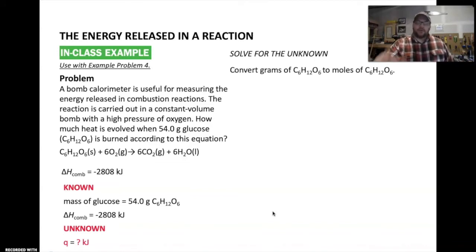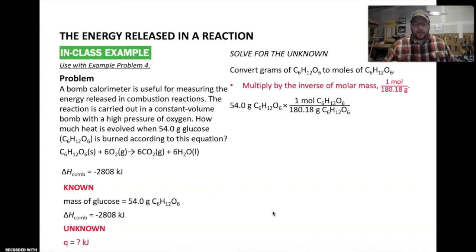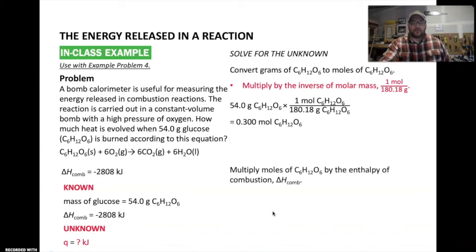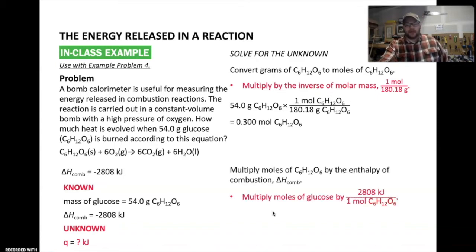So we need to first convert our glucose to moles so that we can use it with the heat of combustion. In order to do that, we need to divide our mass by molar mass. We've learned that trick before back in ideal gas laws. So mass divided by molar mass gives us the number of moles. We take that number of moles and we're going to multiply it by our heat of combustion.